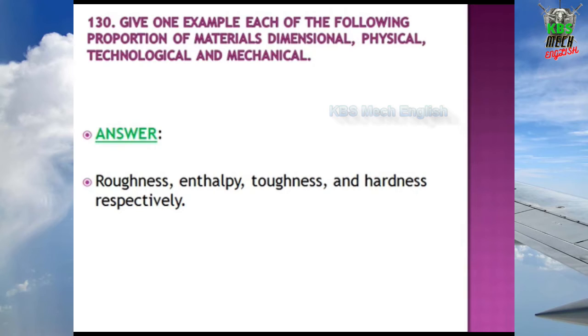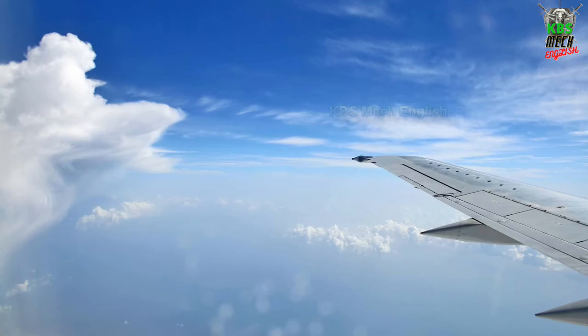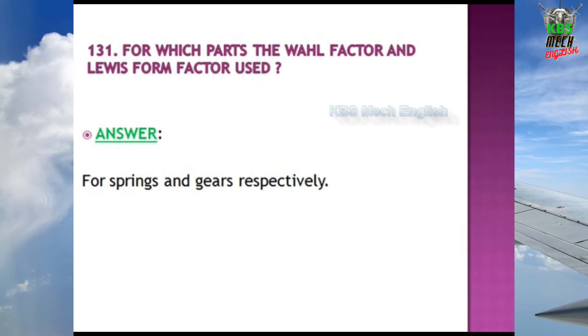Question number 130. Give one example each of the following properties of material: dimensional, physical, technological, and mechanical. Answer: roughness, enthalpy, toughness, and hardness, respectively. Question number 131. For which parts are the Wahl factor and Lewis form factor used? Answer: for springs and gears, respectively.